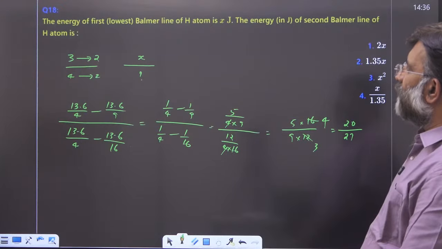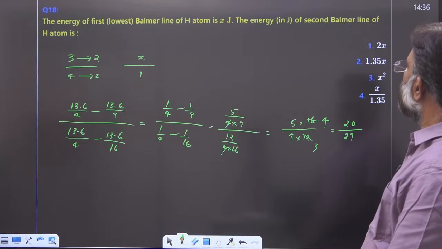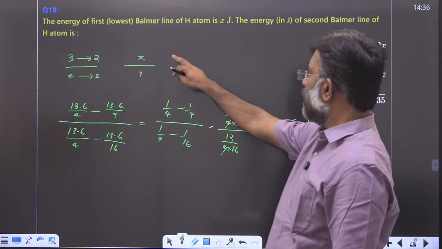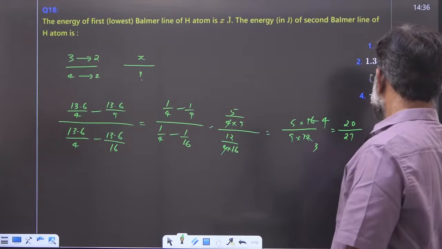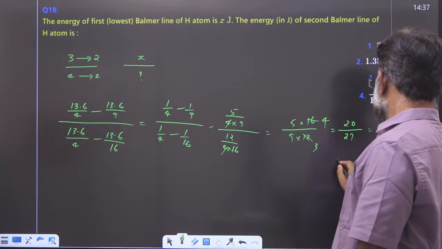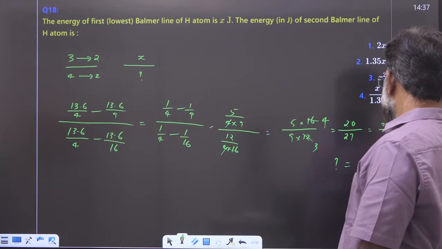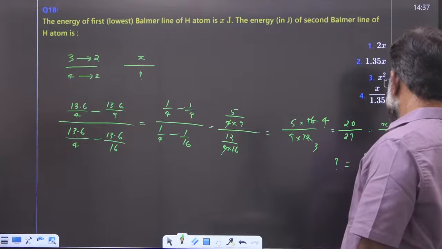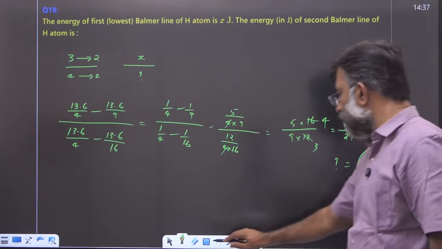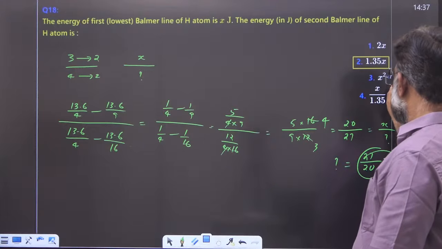Energy of first Balmer line, energy of second Balmer line. If this is x, the question is what this is. So that is equal to x by how much? So that value will be 27 by 20x. 27 by 20x. Option 2.